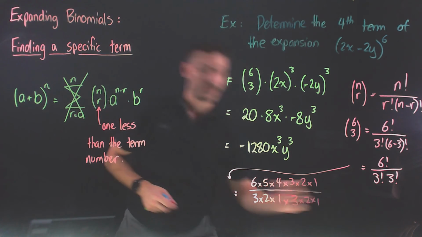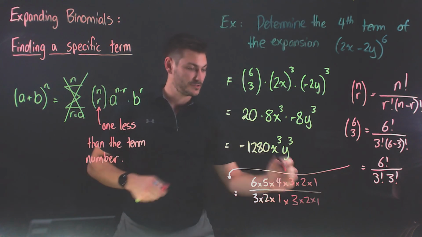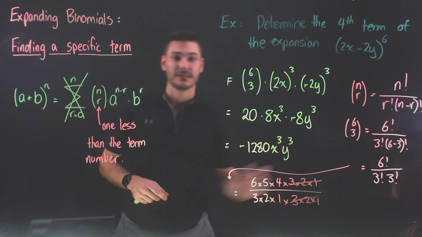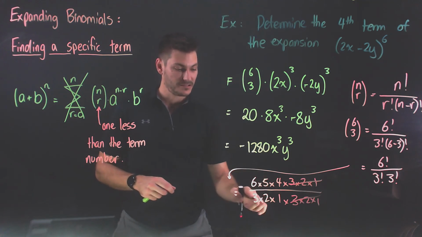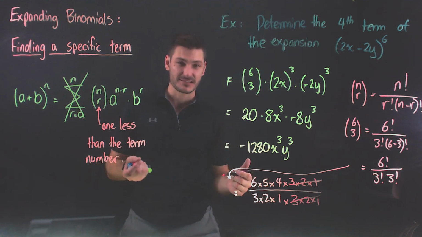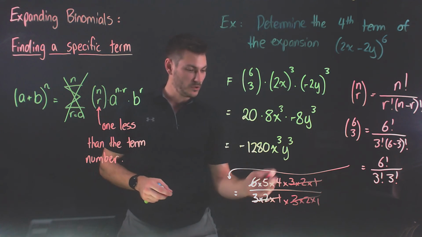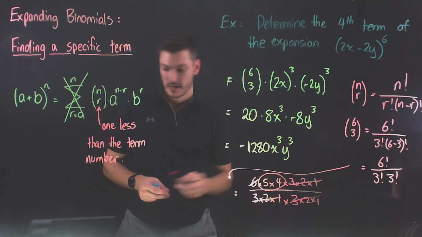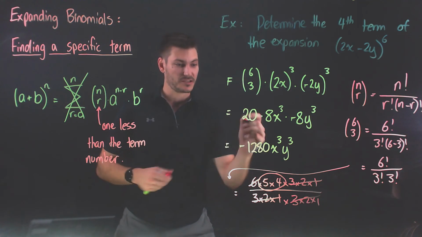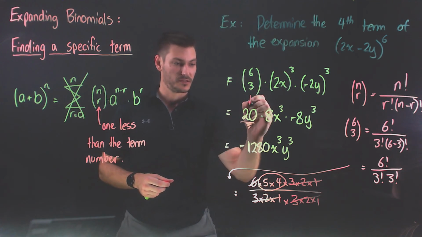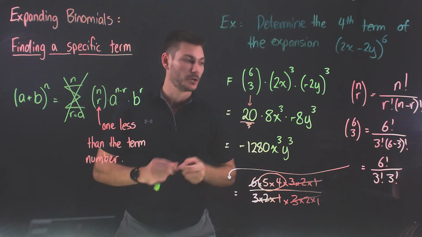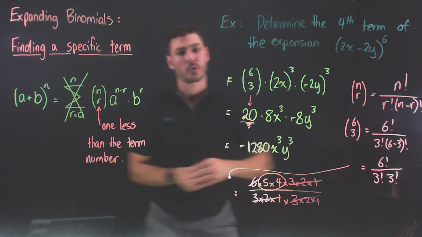And the point is that I end up getting 3 times 2 times 1 here and here, so they cancel. And 3 times 2 times 1 is just 6, so I can cross that out with this 6, and all I'm left with is this expression here, 5 times 4, which is the 20 that we got when we put this in our calculator.